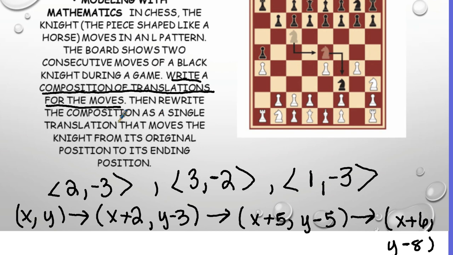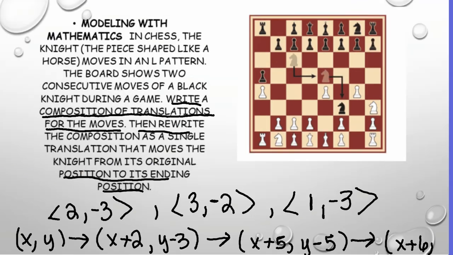Now it told us, we did that first part. Now it says, then rewrite the composition as a single translation that moves the knight from its original position to its ending position. So now it only wants a single one. It doesn't want all of those little ones that we had in there. So we had the original, then we got a prime, then a double prime, then a triple prime. So we're going to look, what is the big vector here?